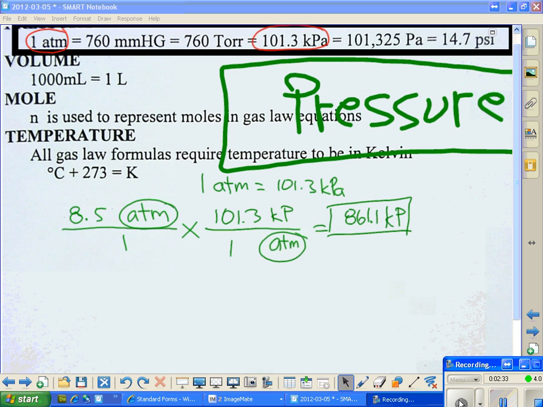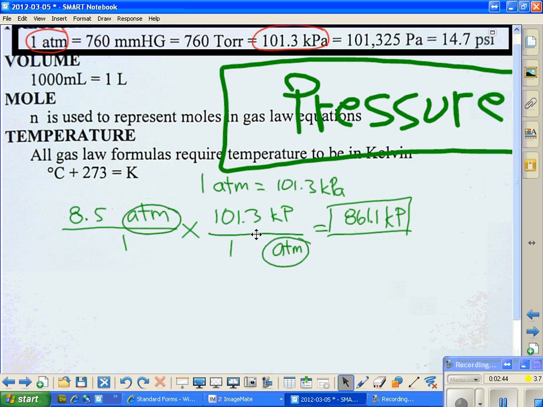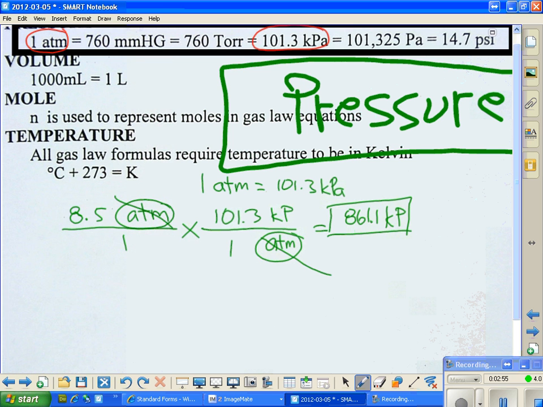Okay, so we ran the calculation. Now we have converted atmospheres into kilopascals, and I put a box around our answer. We also want to cross these guys out so that we can see clearly that we have a kilopascal as our final answer.